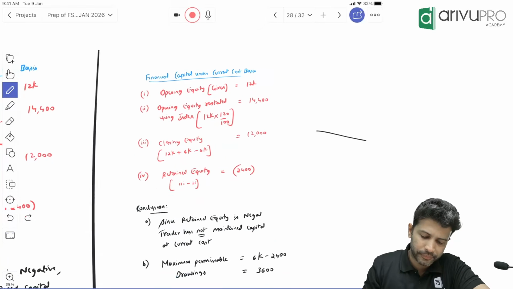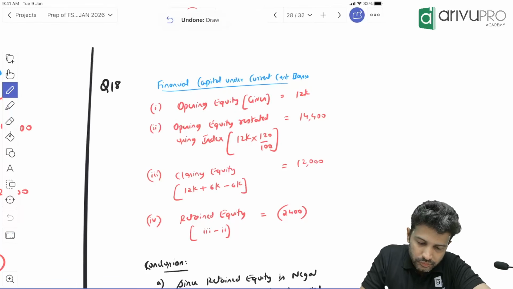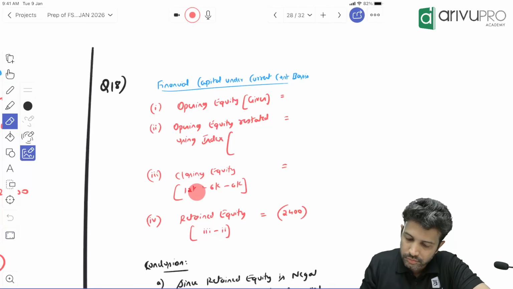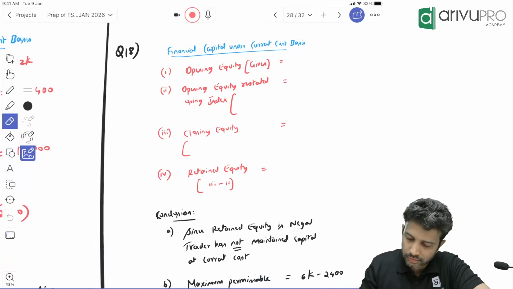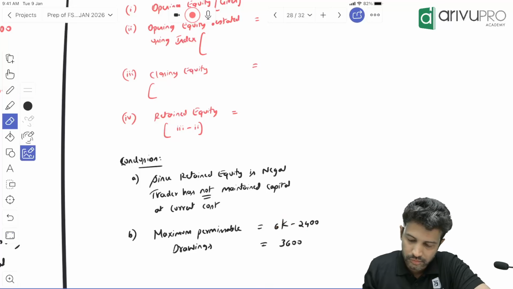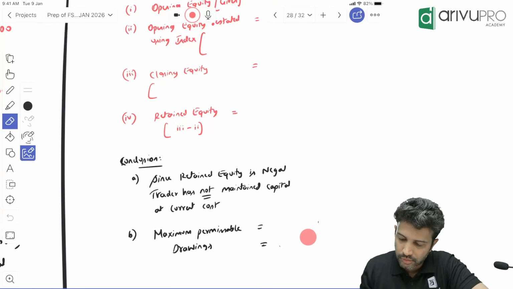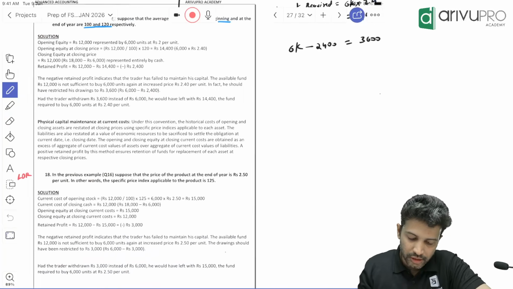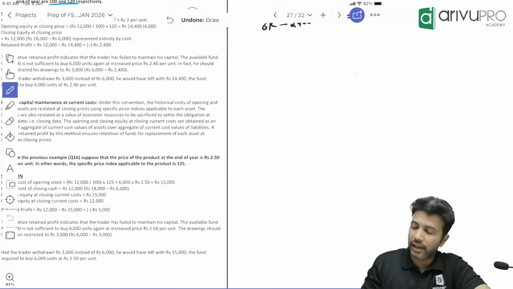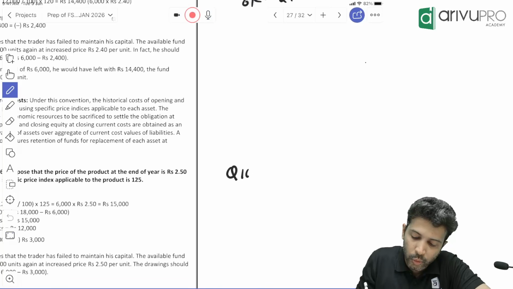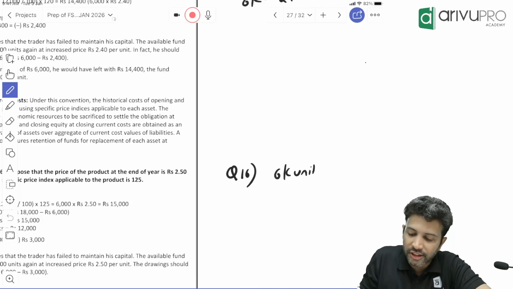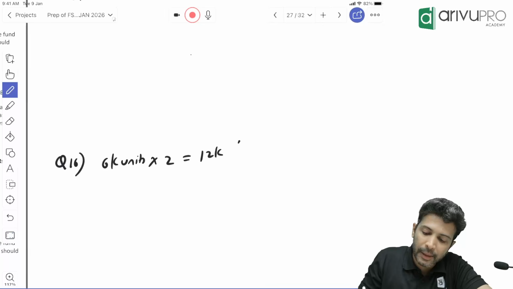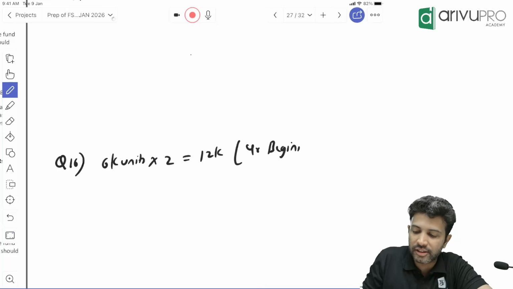Next is question number 18. All right, people, this we can do together. Question number 18 has the same data as the previous example. So first we will write what we did in question number 16. 6,000 units we purchased at 2 rupees, so the total is 12,000. This happened at the year beginning. That's all the data.